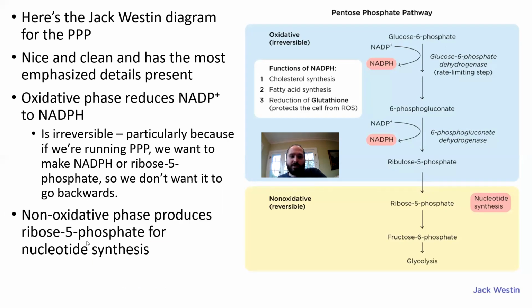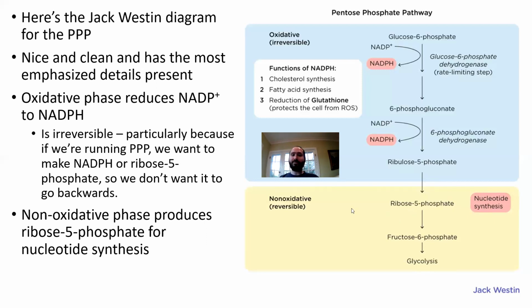And we said the non-oxidative phase produces ribose 5-phosphate for nucleotide synthesis. And we can see here's the end of our oxidative phase, which ends with ribulose 5-phosphate. And then here's our ribose 5-phosphate. And as you can see, eventually we can send intermediates back to glycolysis if we don't use ribose 5-phosphate for nucleotide synthesis. So any questions here?